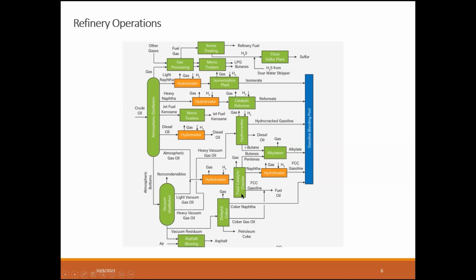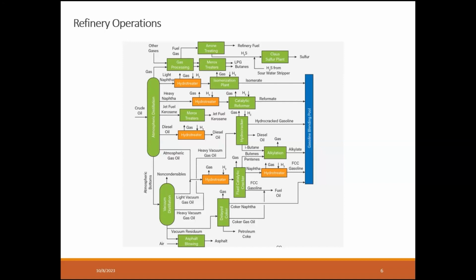what else? FCC, fluid catalytic cracker, and some may have a delayed coker as well. So this layout will differ based on the refinery's target. Because for some refineries, the main goal is to produce diesel, and some of them want to produce naphtha. So the layout will differ based on the product target.